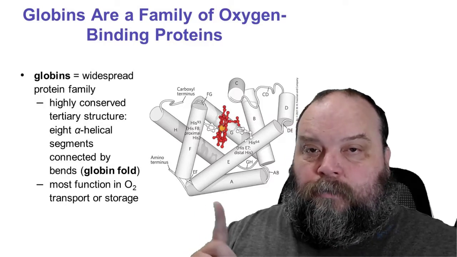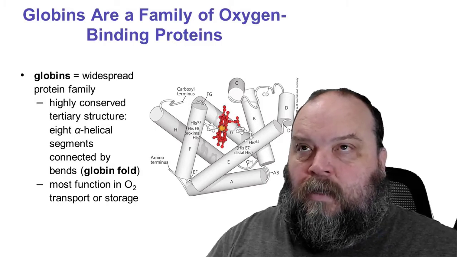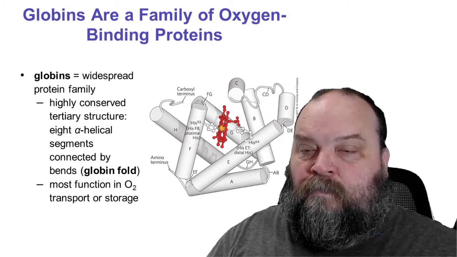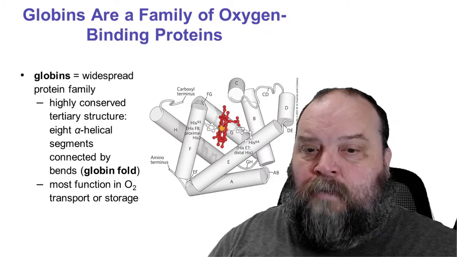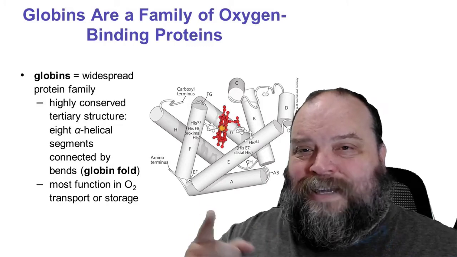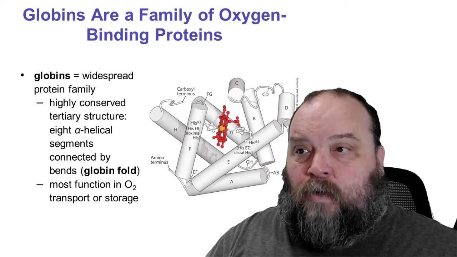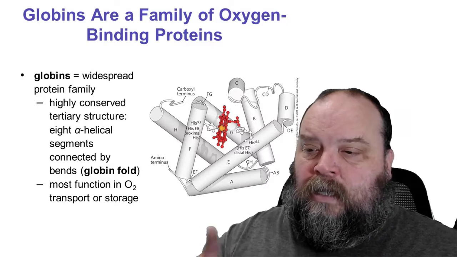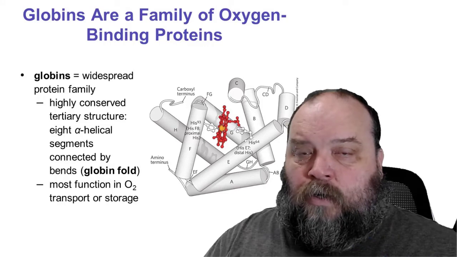As we see here, the heme is going to be associated most often with what we refer to as the globins family. It's a protein family composed primarily of alpha helices, as you see here, and the loops connecting those alpha helices. Secondary structure is primarily alpha helices and loops. Tertiary structure is this folded globin structure you see here.